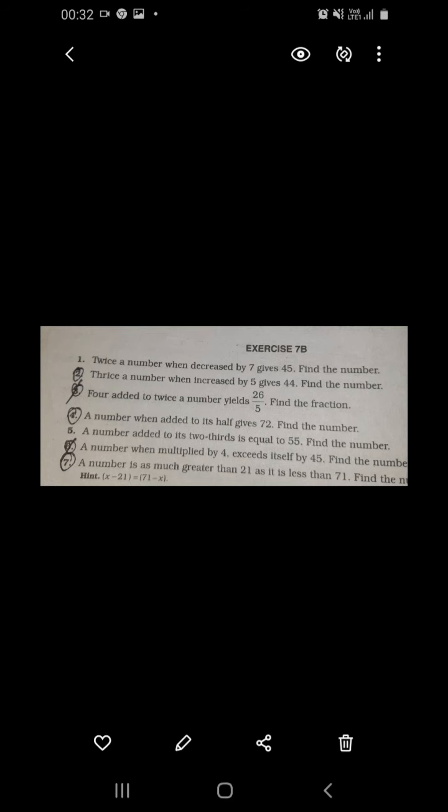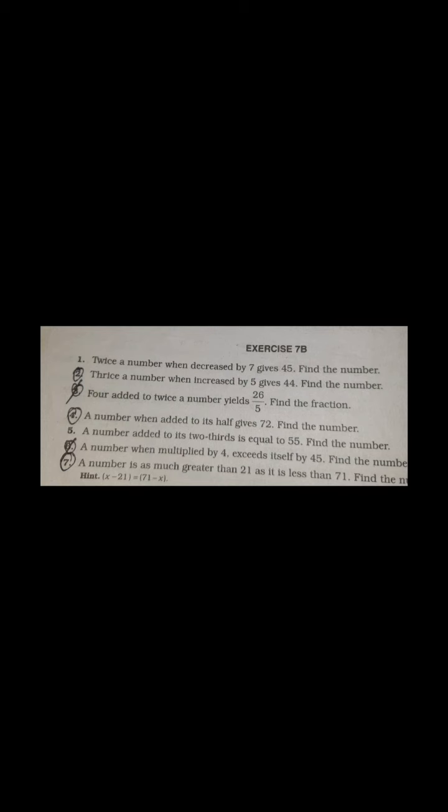So question number 1 is: twice a number when decreased by 7 gives 45. Find the number. So you have to read the question and understand the language of the question. Now twice a number. We don't know which number it is. So whenever there is an unknown quantity in mathematics questions, how will you proceed? In general, we take it as x. You can consider it as x, or you can consider it as y, l, m, n, a, b, c, d. It's up to you. But in general, it is considered as x.